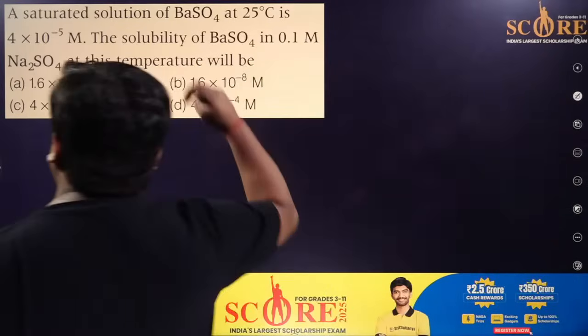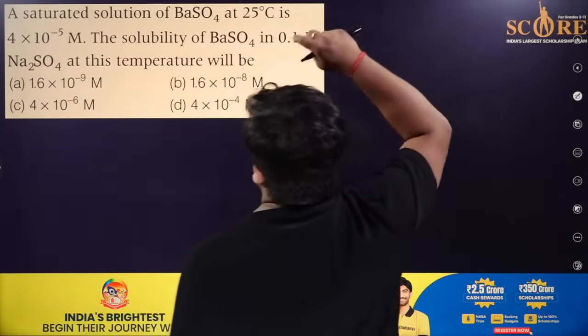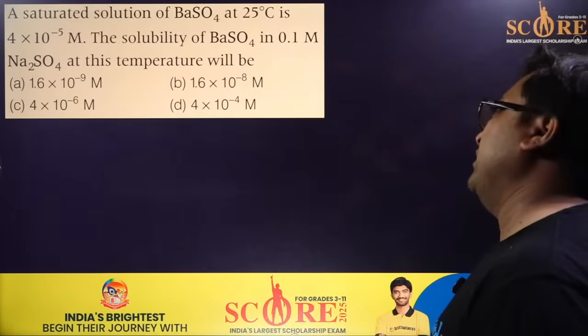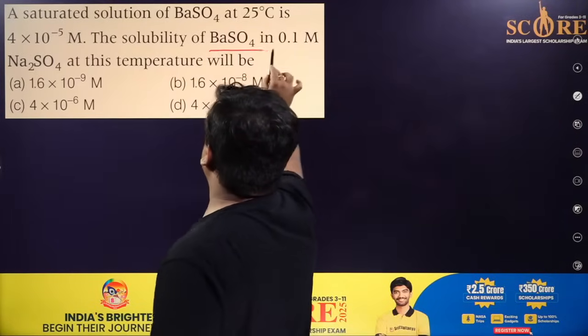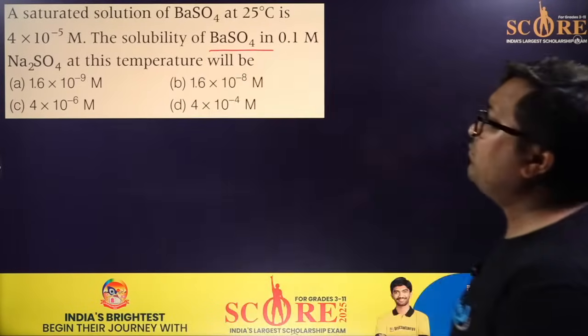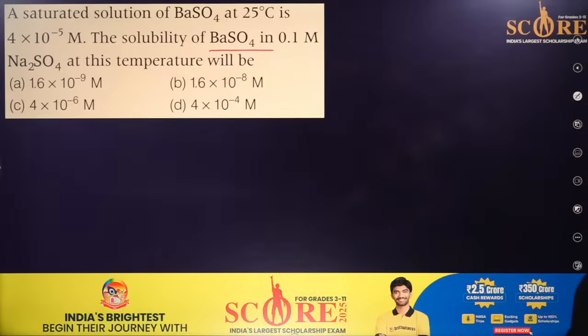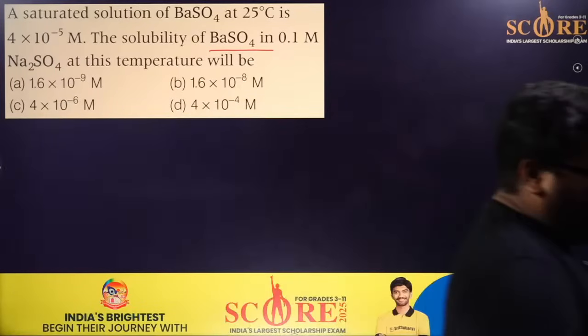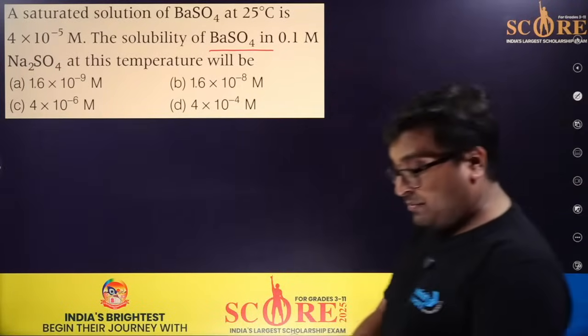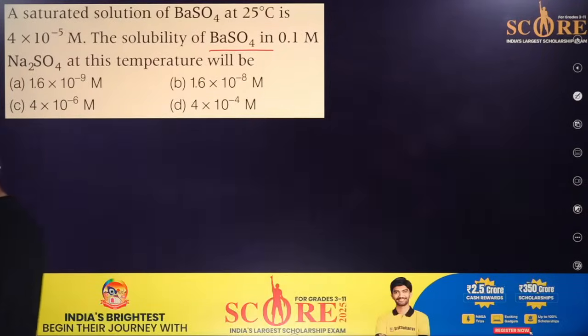Interesting question. A saturated solution of barium sulfate at 25 degrees centigrade is given. The solubility of BaSO4 in 0.1 M Na2SO4 at this temperature will be? Good question. Take your time. You will find this kind of question even in JEE Mains. This is the solubility of sparingly soluble salts in the presence of the common ion effect. So please answer this question.